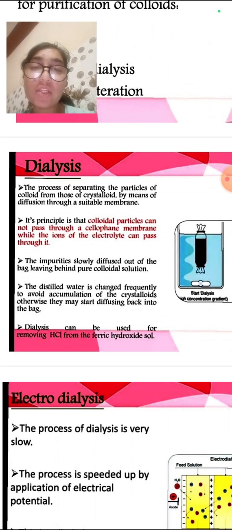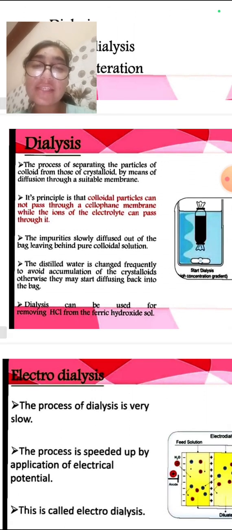The distilled water is changed frequently to avoid accumulation of the crystalloids, otherwise they may start diffusing back into the bag. Dialysis can be used for removing HCl from the ferric hydroxide sol.